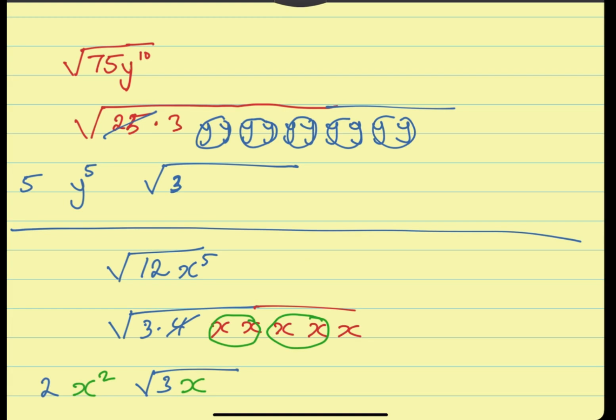Got it? Let's go. Now, how do we do this the fast way? Can someone tell me the fast way? We divide the exponents by the index. So what is 5 divided by 2? Think about it. What can you multiply by 2 that will get you close to 5? 2 times 2 is what? 4.